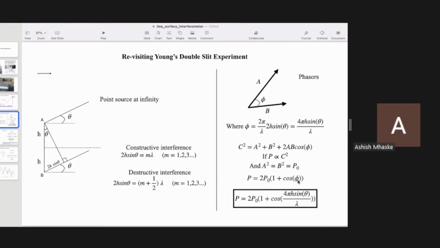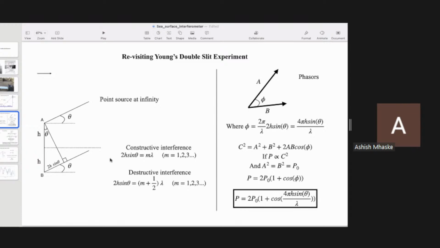If we substitute the phase that we calculated here, then we get this final equation. And this is the equation. As you vary this theta, the power measured will vary according to this equation. So you can see that it depends on the wavelength, of course. And another component here is the separation between the two antennas. So if you increase the separation, these fringes should reduce.